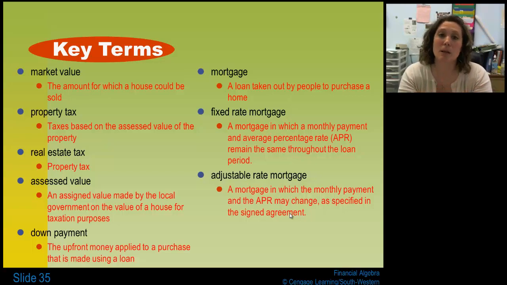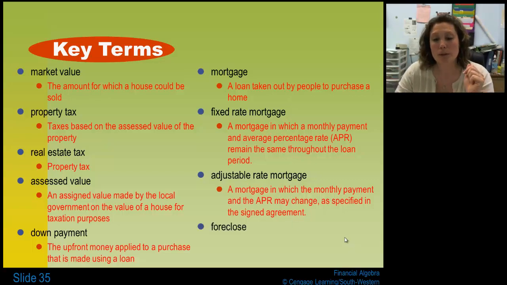So it's good because sometimes you can get locked into a much lower interest rate, but at the same time, your interest rate could also skyrocket. So while a fixed rate mortgage might seem to have a higher interest rate than an adjustable rate mortgage, you have to look at over time, what could that adjustable rate mortgage end up being.